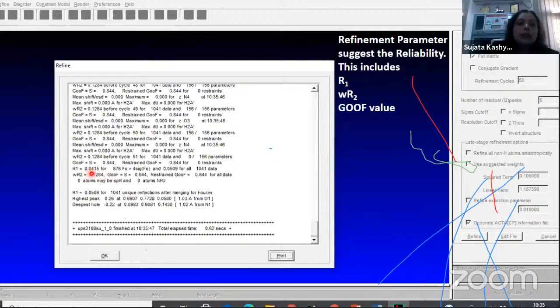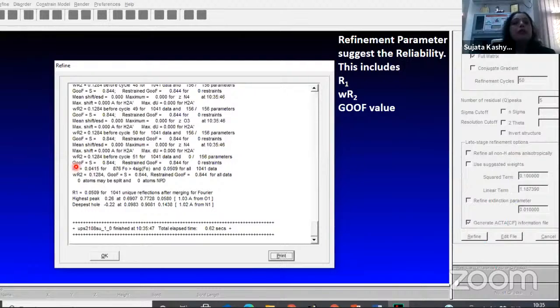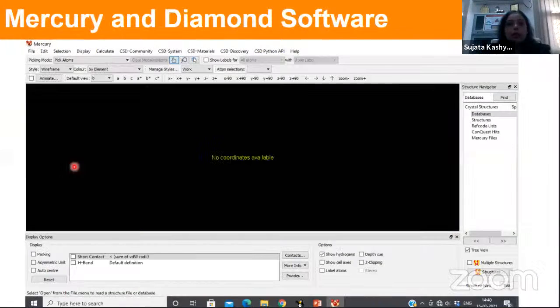So here we are getting 0.04 and 0.12. That means we are getting very good data. Okay, so this is the goof value. The goof value is the goodness of fit. This also suggests that we can rely on our data. Now I will demonstrate.